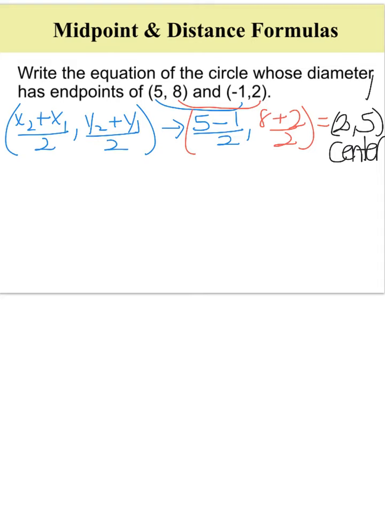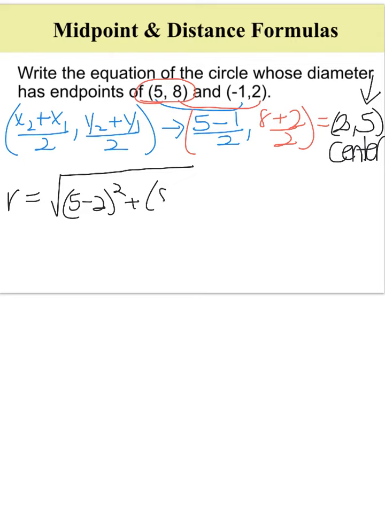Using this value, the center, and any of these 2 points, I'm going to go with the positive one. I'm going to plug it into the distance formula, replacing d with an r. So the change of the x values, 5 minus 2, plus the change in the y values, 8 minus 5, square, do the math.